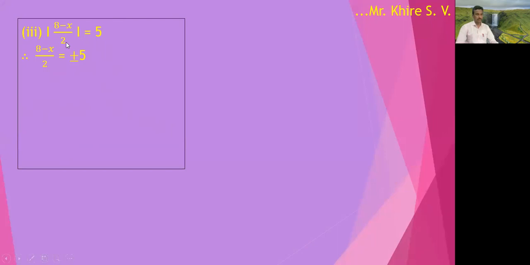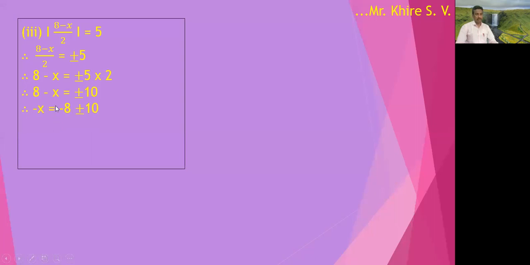Because we removed this mod, symbol of mod. 8 minus x upon 2 is equal to plus or minus 5. This upon 2 goes to RHS side, it will become into 2. Means plus or minus 5 into 2. Now 8 minus x is equal to plus or minus 5 times 2, that is plus minus 10.